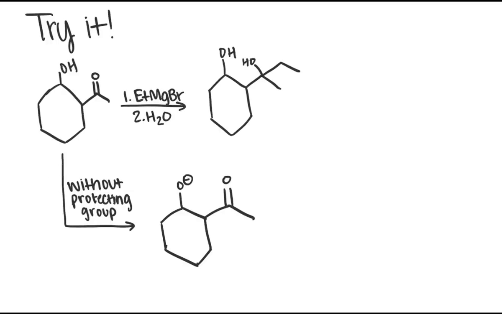All right, so here is what you should have gotten. That product on the bottom shows what you would have gotten if you did not use a protecting group when reacting this starting material with a Grignard, and the product up on top on the right indicates the product that we ideally would get with the use of a protecting group.